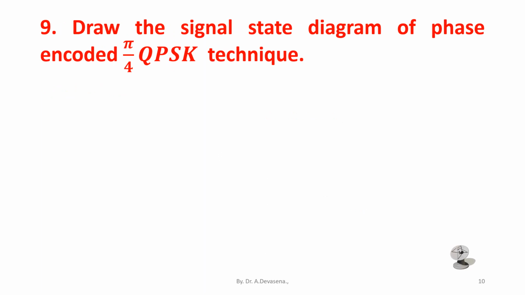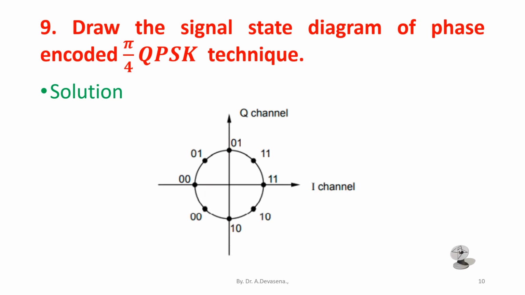Problem number 9. Draw the signal state diagram of phase encoded pi by 4 QPSK technique. The solution for this question is, here is the representation of signal state diagram of phase encoded pi by 4 QPSK technique. In the x-axis, I have specified I channel, and in the y-axis, I have specified Q channel. I represents in phase, Q represents quadrature.